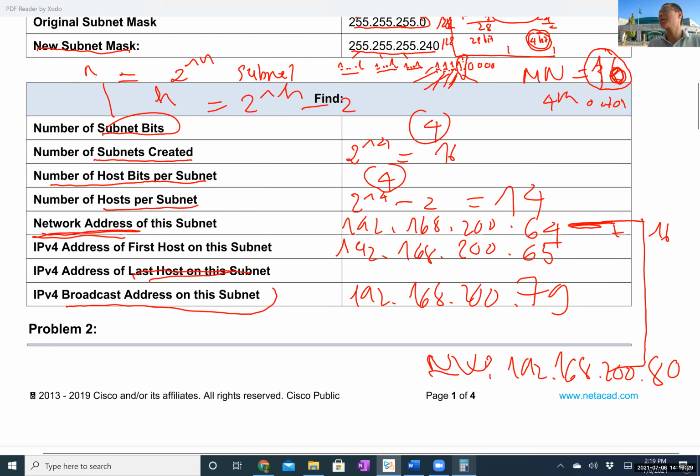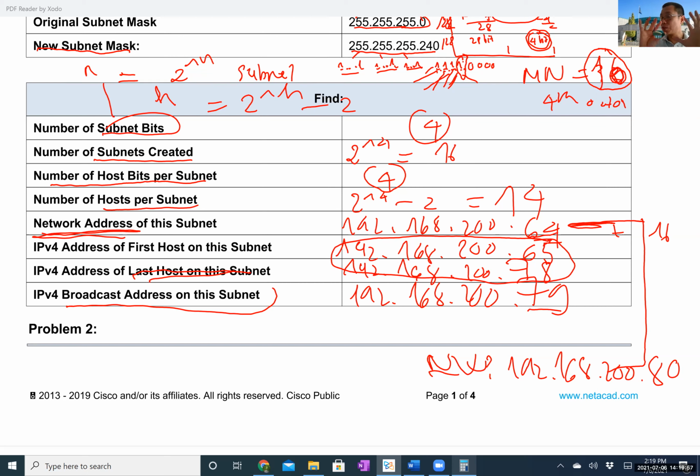So what is the last usable address here? The last usable address is the one right before the broadcast, so you have 192.168.200.78. Everything from 65 to 78 are usable addresses, which means you can give them to a computer or any device. 64 is the network address and 79 is the broadcast address. You cannot use them, they are reserved.